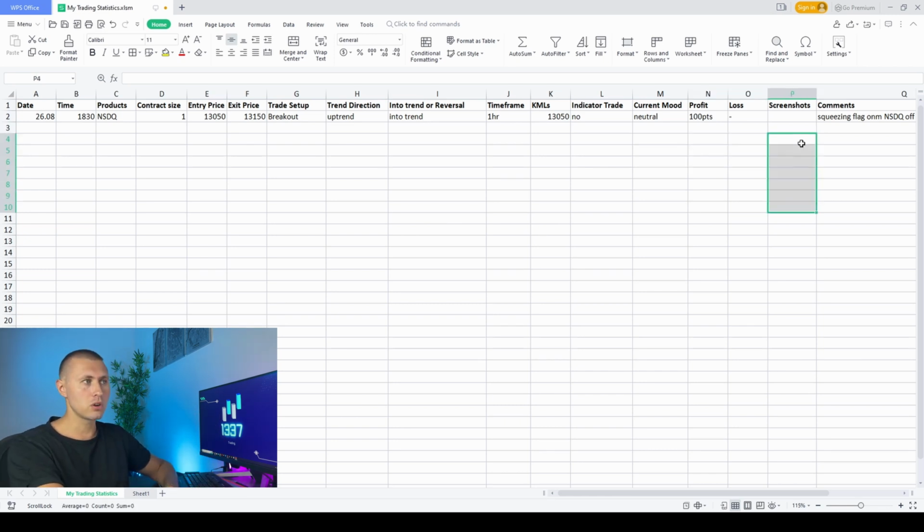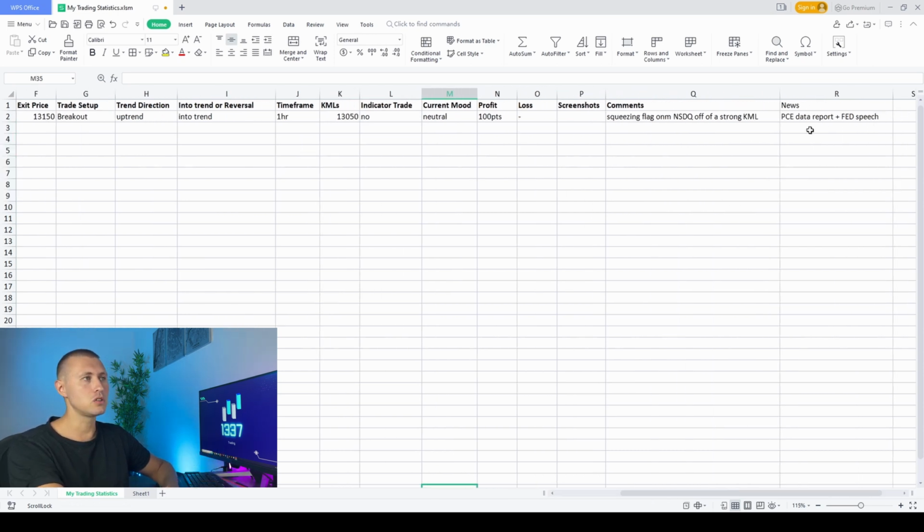Target goals, screenshot, you go one by one, click, open them, look, see, think, should you take the trade or not. You read the comments that you placed and the news, and then you analyze the news as well. How many times you traded the news and how many times were you successful or not successful trading the news. So that will be it for the basic guide of trading statistics.